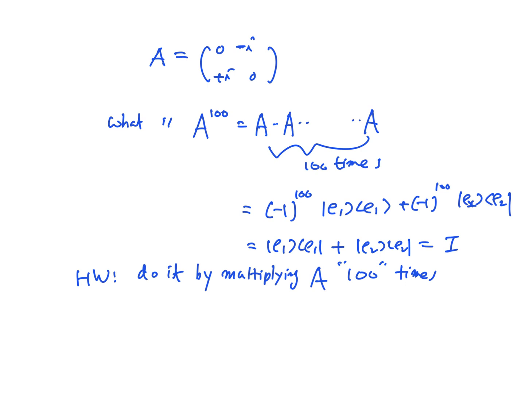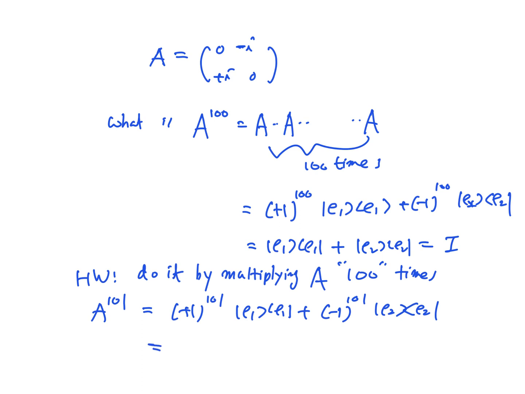How about A to the 101? Again, it's plus 1 to the 101 times E1, E1, minus 1 to the 101 times E2, E2. The first one is plus, not minus. So plus 1 to the 101 is still 1, right? Minus 1 to the 101 is minus. You know this is the answer A, right? So 100 times, actually, you can do it.